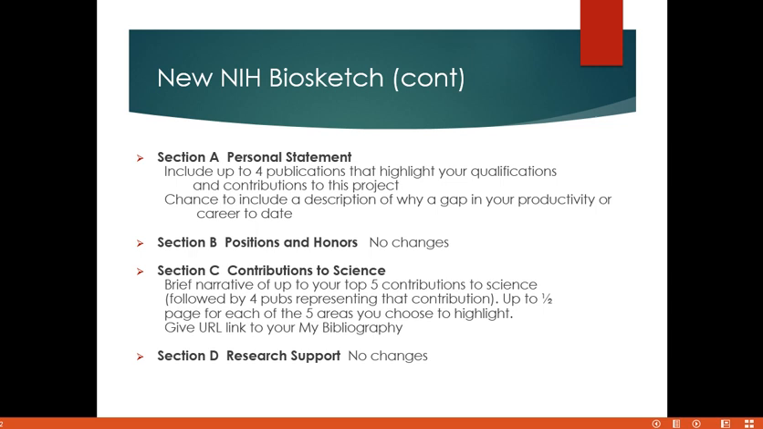So just quickly, in the personal statement now, you can include a list of 4 pubs that highlight your contribution to this project. You have a chance to speak to any gaps in your productivity. This new section means no more list of your 15. Now, the brief narratives: 5 areas of contribution, followed by 4 pubs in each one, and then the URL. So the real work here is getting the MyBib done and then giving some thought for yourself. It's no more just pulling the old one out and updating it, or changing a few pubs for this particular grant. I think we all need to stop and think, and probably do a fun exercise.